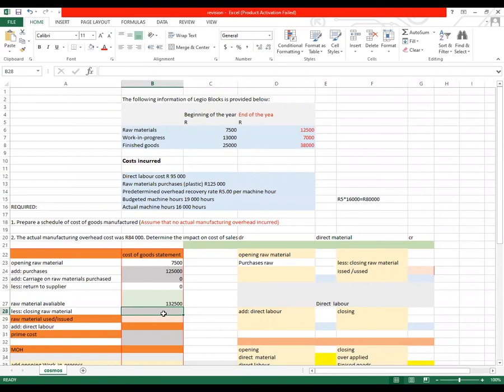Our raw material available is 132,500. How much is our closing, guys? 12,500. Thank you. And then raw material available less the closing, we get material used of how much? 120,000. Are we together?